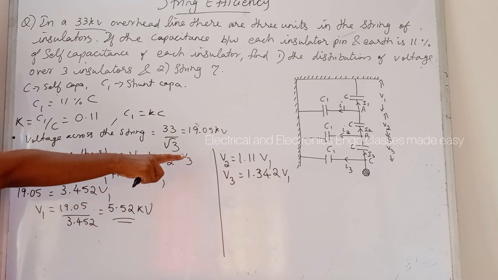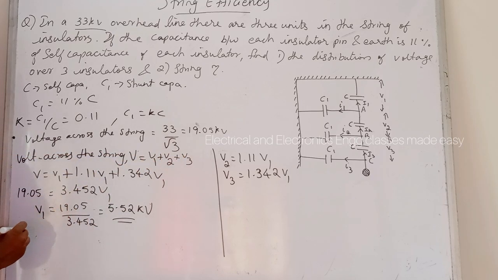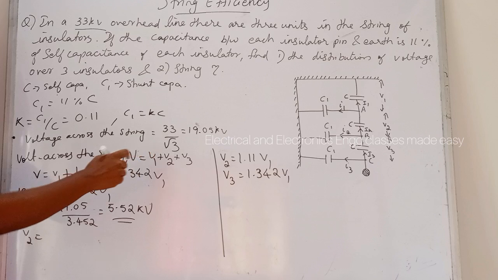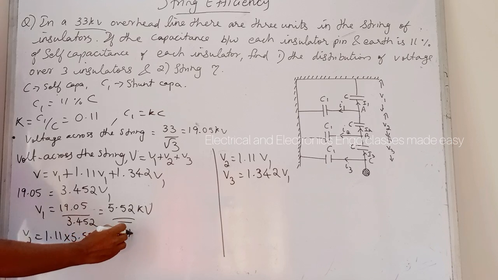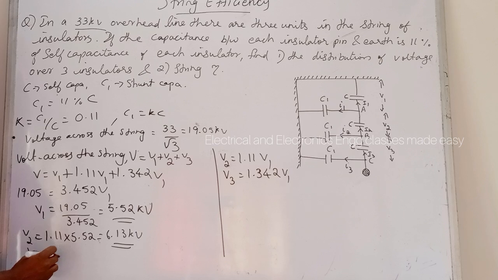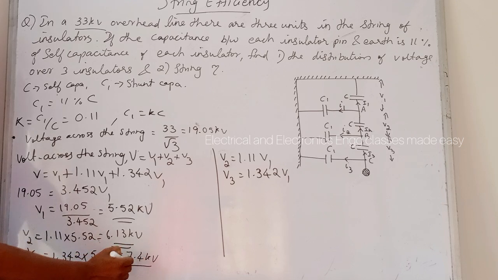Now we can find the values of V2 and V3. So V2 is equal to 1.11 into V1, that is 1.11 into 5.52, and that is equal to 6.13 kilovolt. Then V3 will be equal to 1.342 into V1, that is 1.342 into 5.52, and that is equal to 7.4 kilovolt.